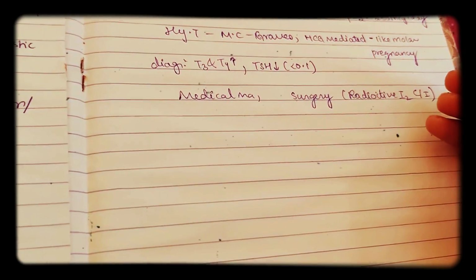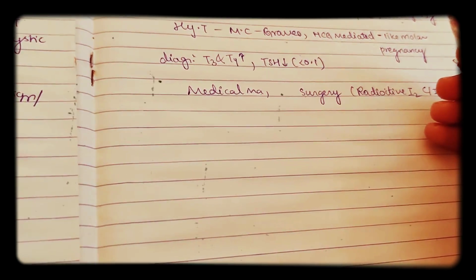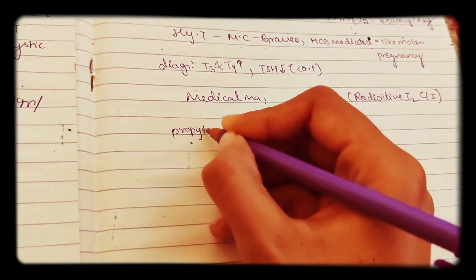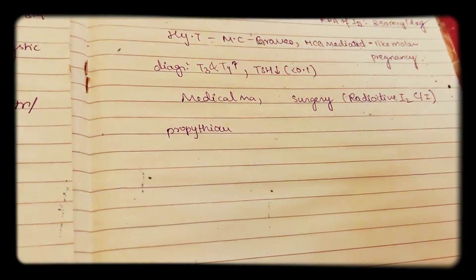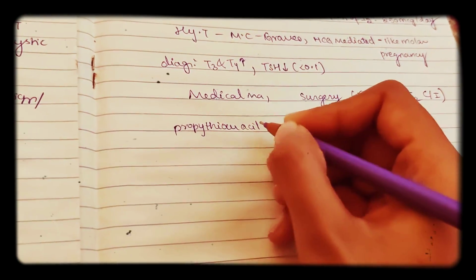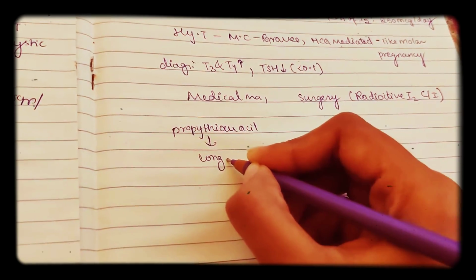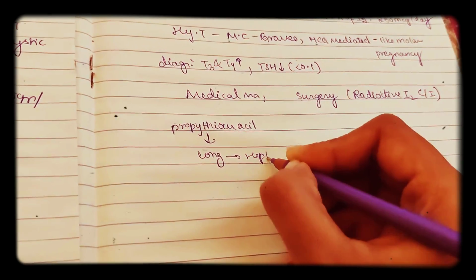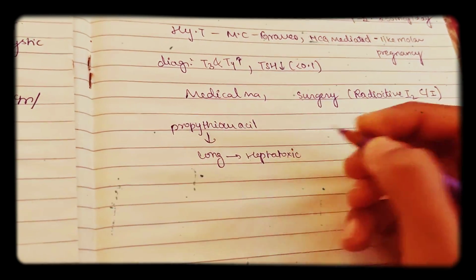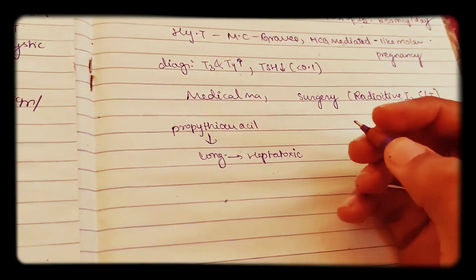So now coming to the medical treatment, like what drugs we are using in pregnancy for thyroid, especially hyperthyroid. We use propylthiouracil. Propylthiouracil is a drug, but if you use it for the long term in a pregnant female, it may lead to hepatotoxicity, that is, the liver may get damaged because of this thyroid drug.